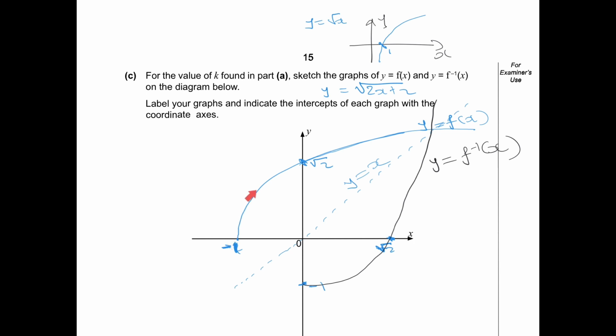So you only need to know the graph of this one here, and then the other one is just a reflection. Of course, you need to draw the line of reflection there, which is y is equal to x in this case.